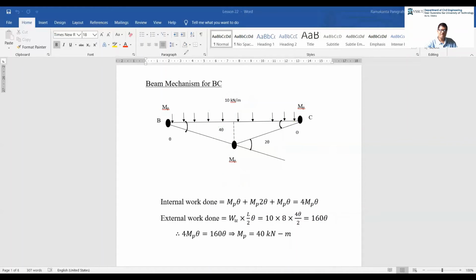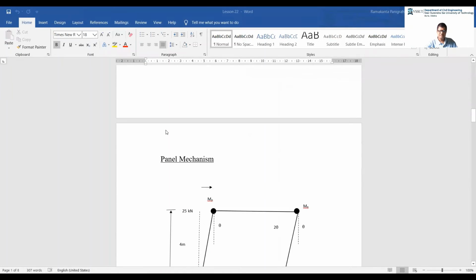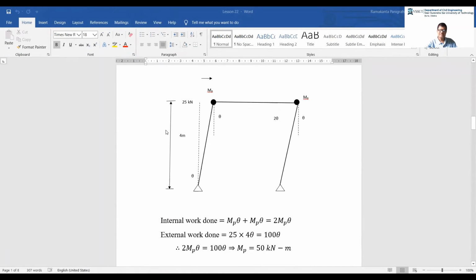Let's go to the sway mechanism. Here this height is 4 meter. No plastic hinge will form at the supports, so hinges will only form at joint B and joint C. Now this angle is theta, this will be theta, this will be theta. Delta is the same here and here, so they are at the same level. So delta is equal to 4 times theta, right?